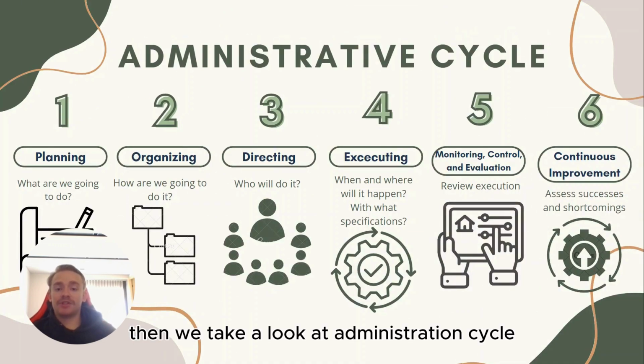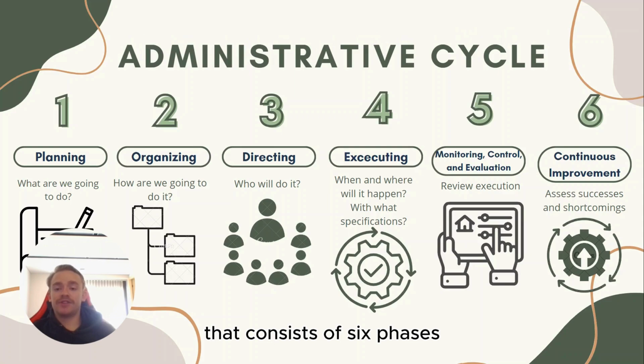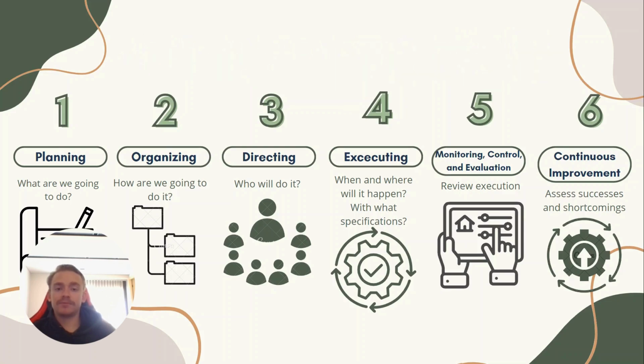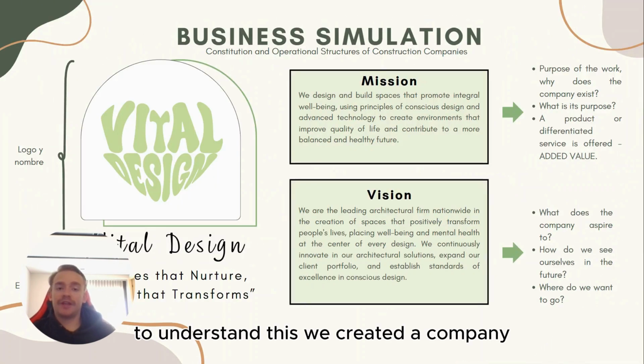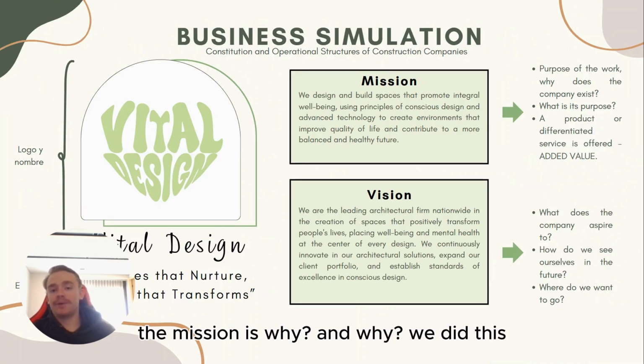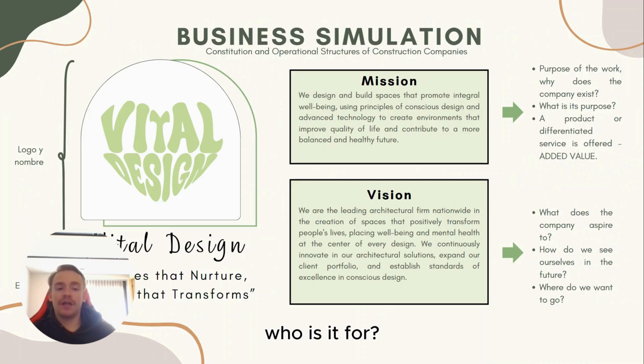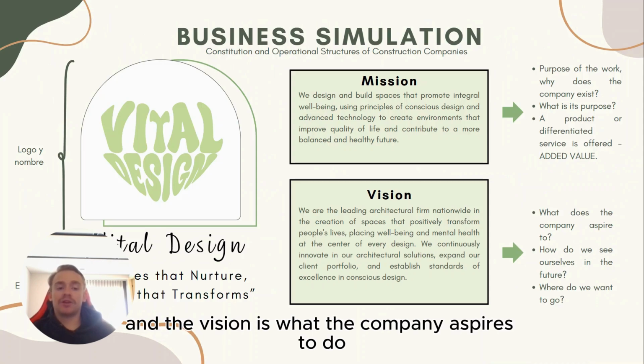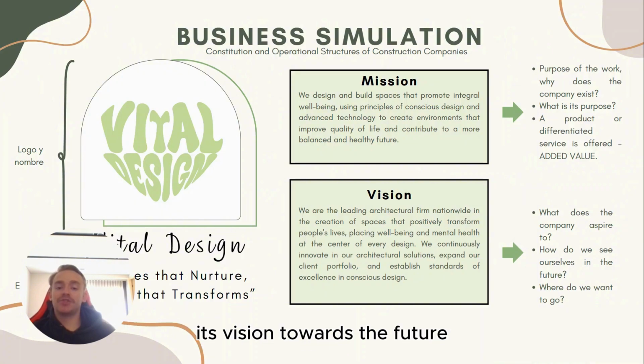Then we take a look at the administration cycle. It consists of 6 phases: the planning, the organization, the direction, execution, monitoring, control, and evaluation, and then also the continuous improvement. To understand this, we created a company, in this case, Vital Design, with a mission and a vision. The mission is why we did this and who it is for. And the vision is what the company aspires to do, its vision towards the future.